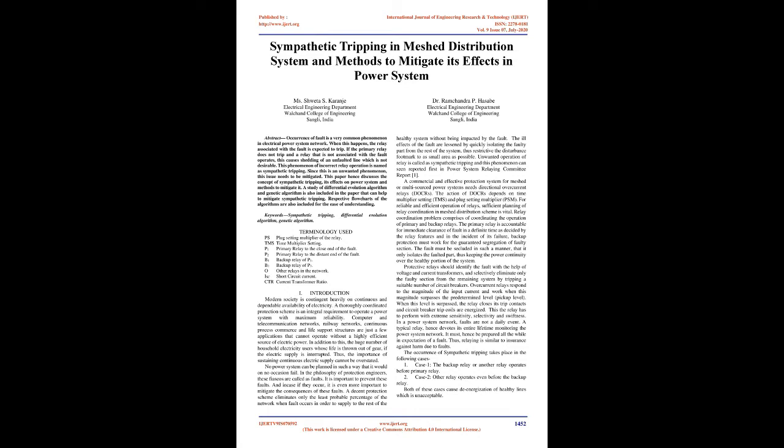Relay coordination problem comprises coordinating the operation of primary and backup relays. The primary relay is accountable for immediate clearance of fault in a definite time as decided by the relay features, and in the event of its failure, backup protection must work for the guaranteed segregation of the faulty section. The fault must be secluded in such a manner that it only isolates the faulted part, thus keeping the power continuity over the healthy portion of the system.